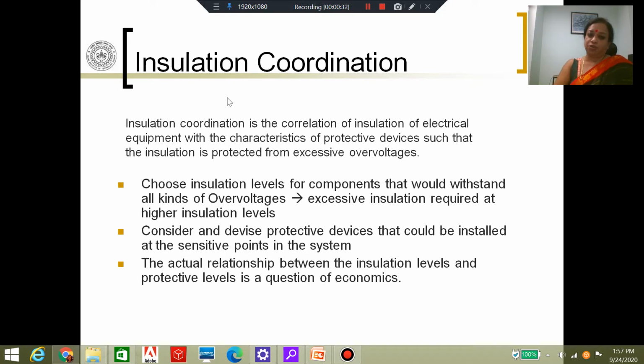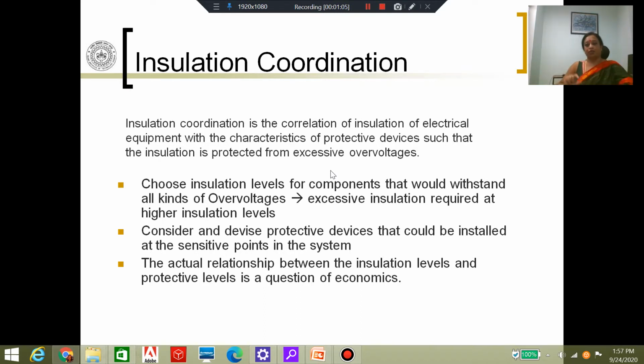Insulation coordination involves the correlation of the insulation of the electrical equipment with the characteristics of protective devices such that the insulation is protected from excessive over voltages. What are these characteristics that I'm talking about? I'll come to that later. But right now, let us consider this phrase, that the insulation is to be protected from excessive over voltages. You now know what kind of over voltage you would expect at a particular point in the network.